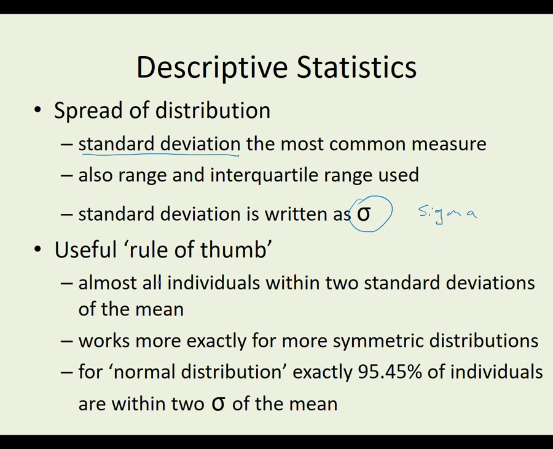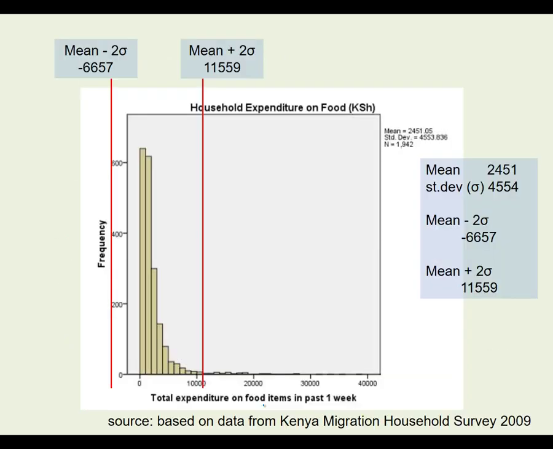Now, a really useful rule of thumb, without doing any fancy calculation, you can work out that for any distribution, almost all the individuals, which could be individual people or individual households or individual years, almost all of them are going to lie within 2 standard deviations of the mean. And this works for anything, but especially when it's quite symmetric. And when it follows the normal distribution, which we'll discuss quite a lot this semester, then you can work out exactly this percentage of the individual values are within 2 standard deviations of the mean. So let's just show you that on these examples we had already.